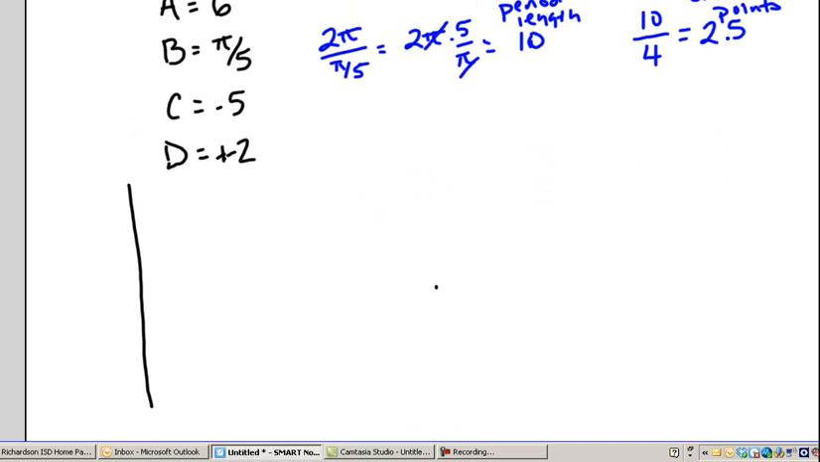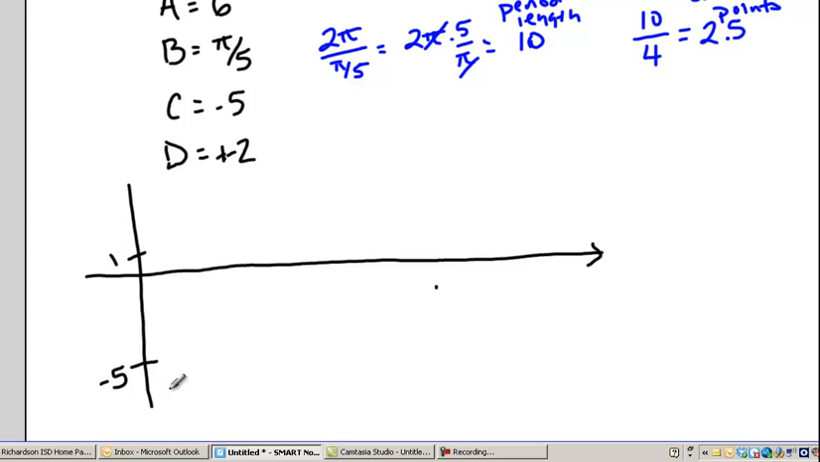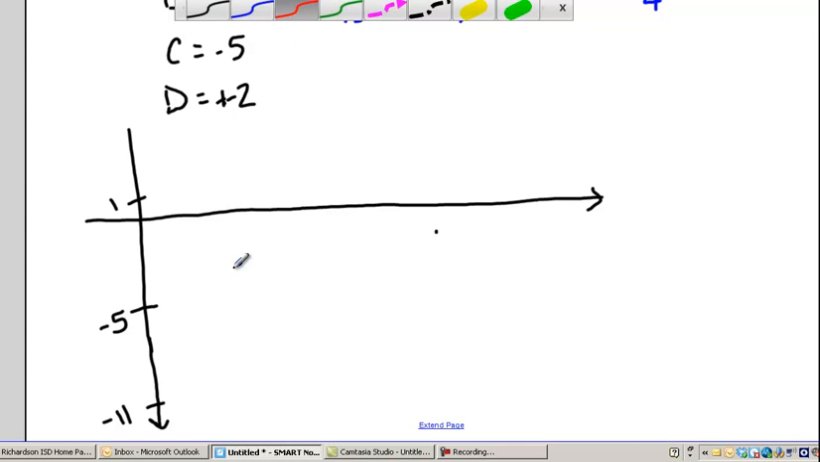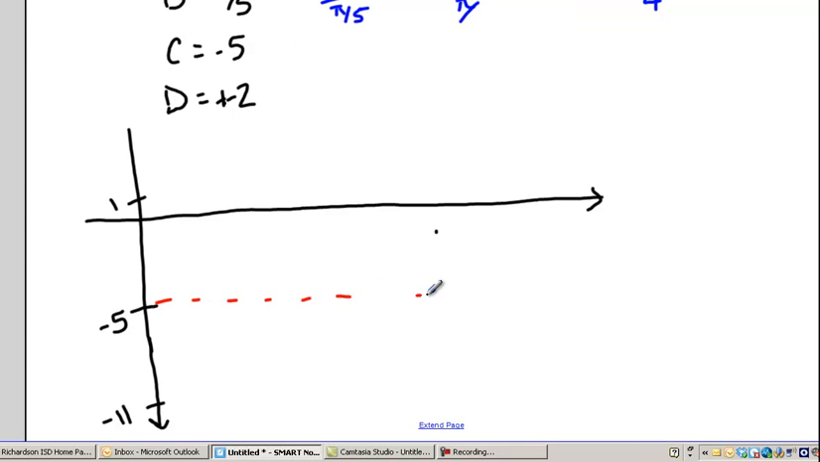And our C is going to be negative 5, so I want to make it to where it has a little bit more of the negative on the graph. So I'm going to go down to negative 5. And my amplitude's 6, so that means I'm going to go up to 1 and down to negative 11, because I added 6 to negative 5 to get 1, and I subtracted 6 from negative 5. My sinusoidal axis is at negative 5, so put a dashed line at negative 5.